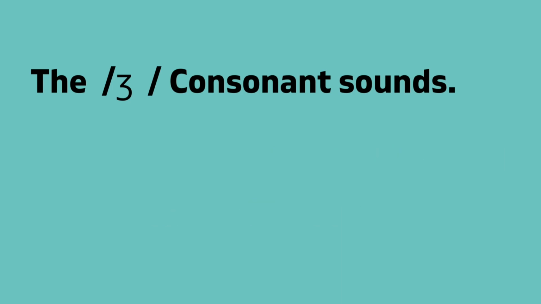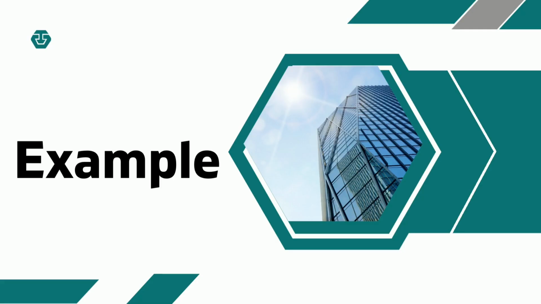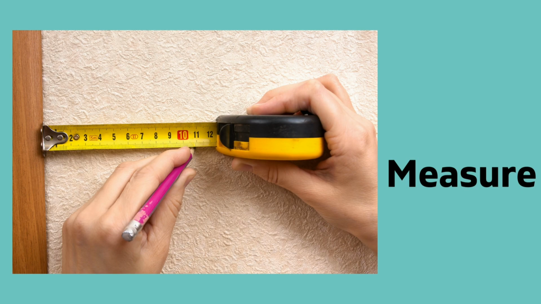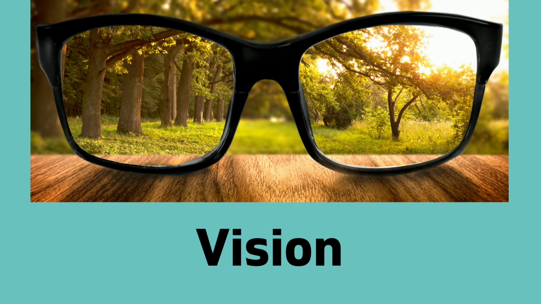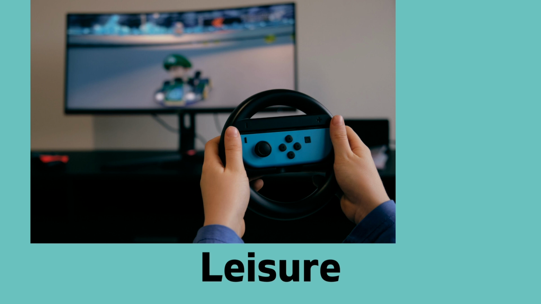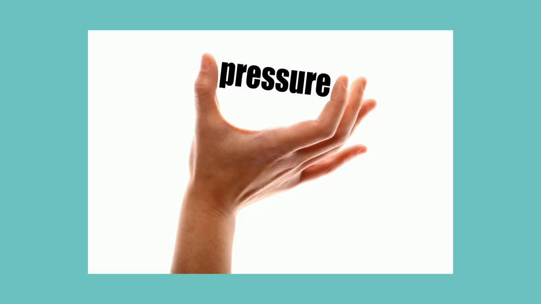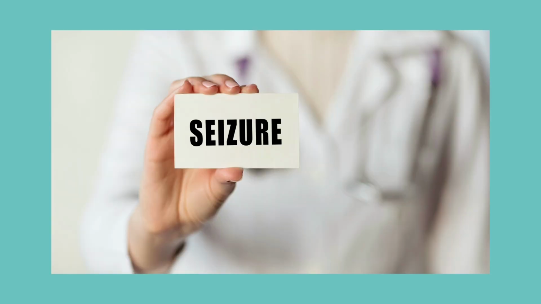Here you find words like pleasure, measure, explosion, treasure, vision. You notice a vibration from your vocal cord. Just place your hand on your throat, you get a vibration as you pronounce them. Leisure. You have other words like seizure, pressure. All these are consonant sounds.